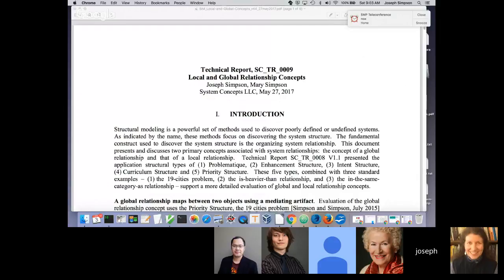So we'll look at the problematique, which is the problem structure. We'll look at the enhancement structure, the intent structure, the curriculum structure and the priority structure. Now those were taken from the handbook of interactive management. And then these three types were standard examples that will be combined with the 19 cities problem, is heavier than relationship, and is in the same category relationship. We use these to give a detailed evaluation of global and local relationships.